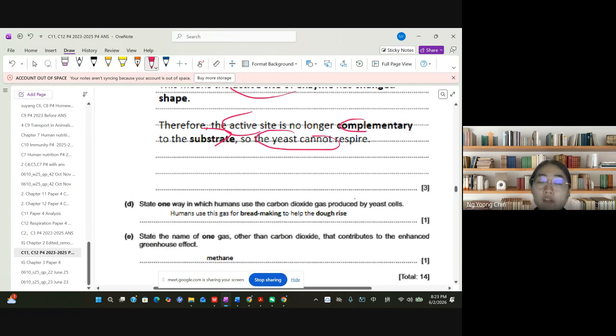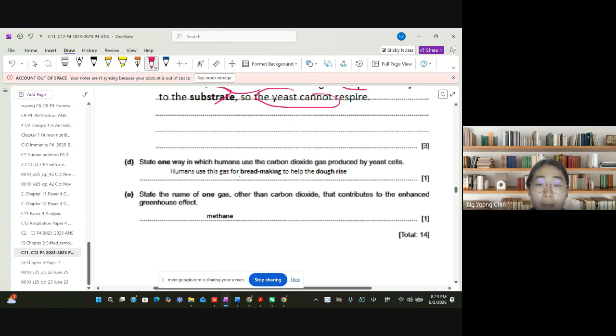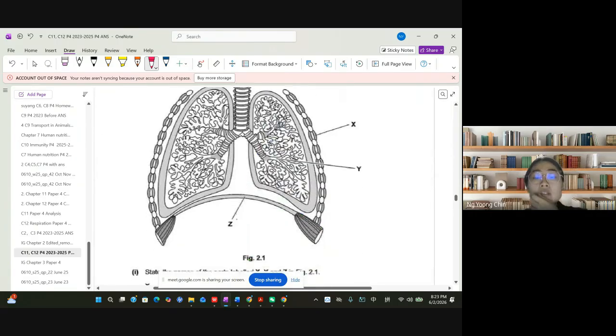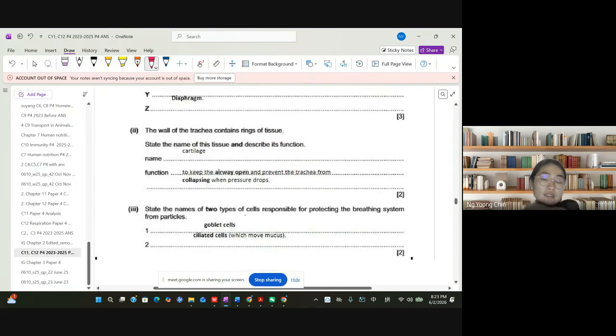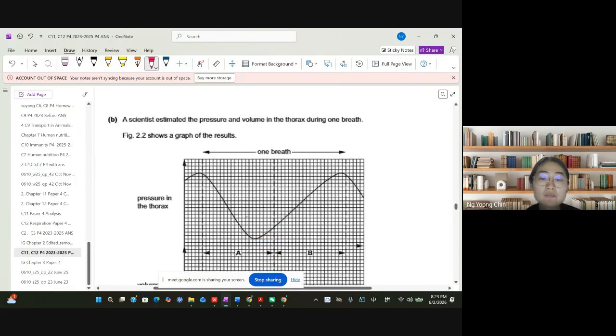Yeah, and then what's the usage of carbon dioxide, which is this one? Bread making process and the dough rise. And then what kind of gas? Okay, that's one. What kind of gas can help in the greenhouse effect, right? So methane will be one of it. Methane. This is the same thing again. See, they always repeat the same questions.